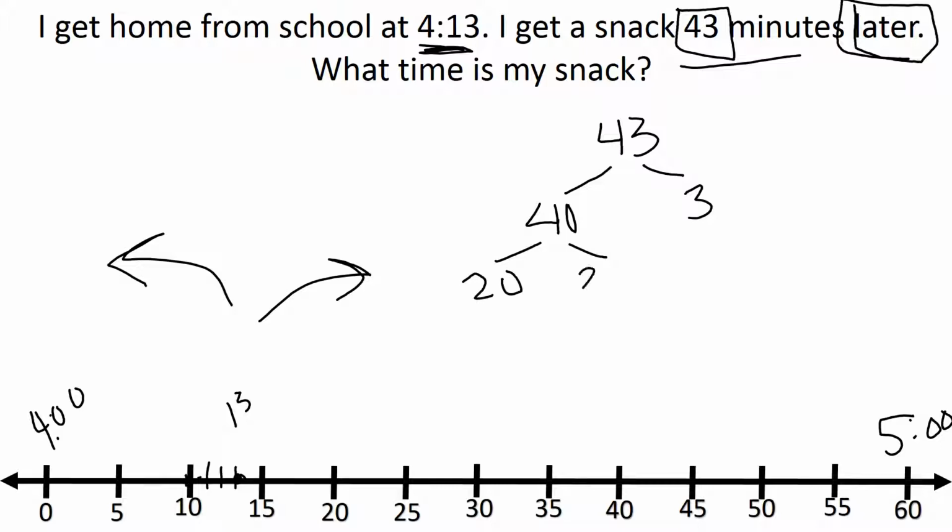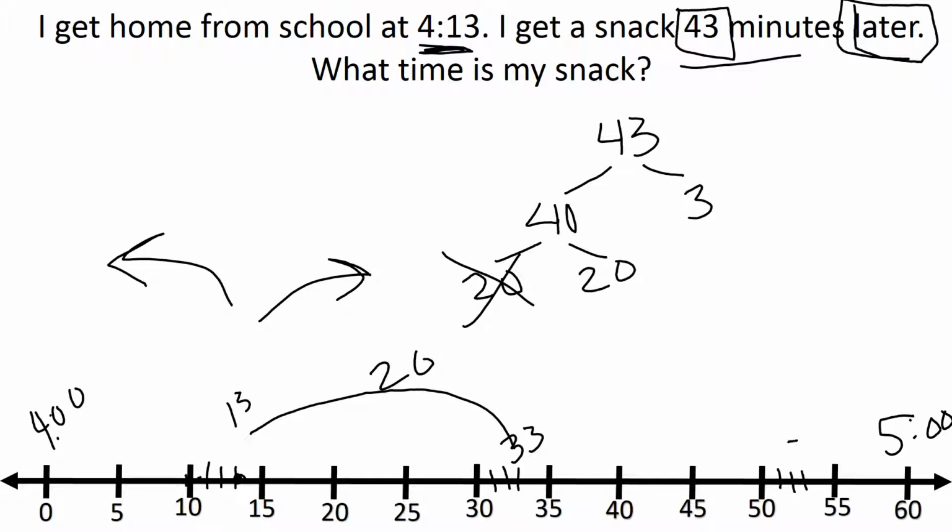What about 20s? Okay, so we're at 13, and we want to go 20 minutes into the future. 10 minutes into the future would be 23. 20 minutes into the future would be 33. Okay, now we have to do 20 more minutes, since we've already done that one. 10 minutes into the future would be 43. 10 more minutes would be 53. Am I done?